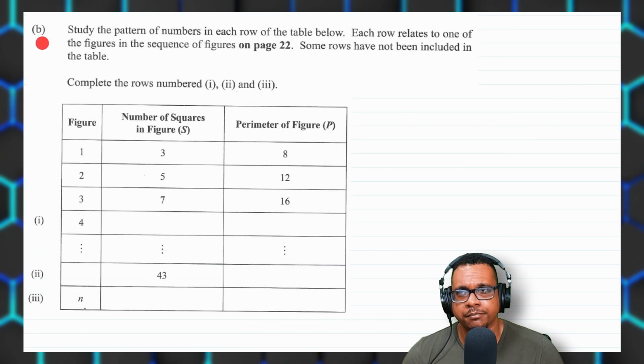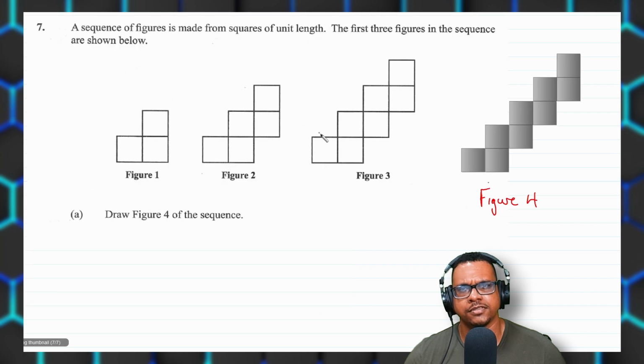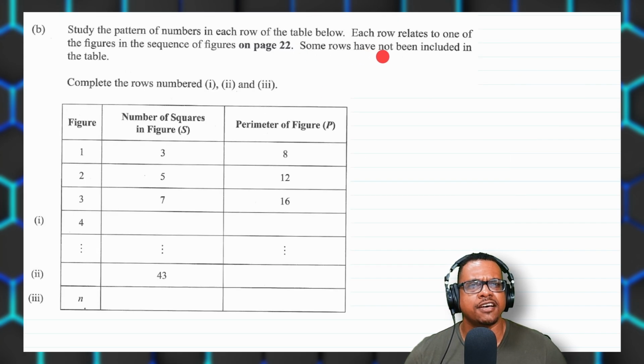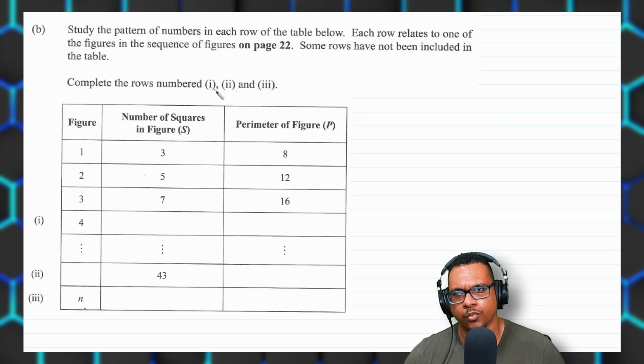Okay, so now part B of question 7. We have studied the pattern of numbers in each row of the table below. Each row relates to one of the figures in the sequence of figures on page 22. So that will be talking about these figures here. Some rows have not been included in the table. So we want to complete the rows numbered 1, 2, and 3. Row 1 is this row here, row 2 is this row here, and row 3 is this row here.